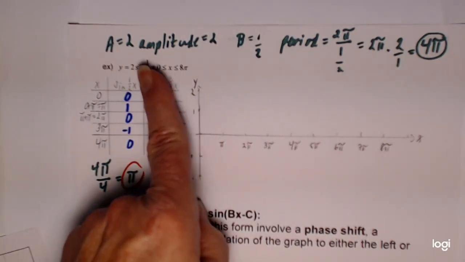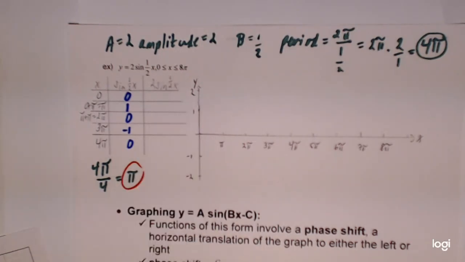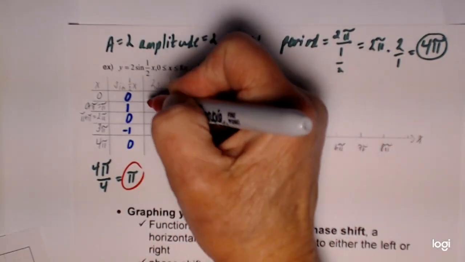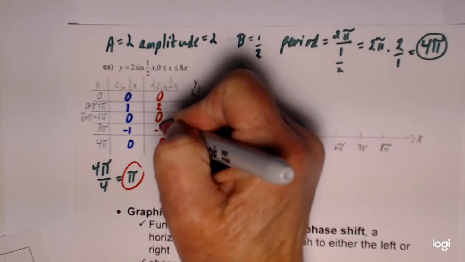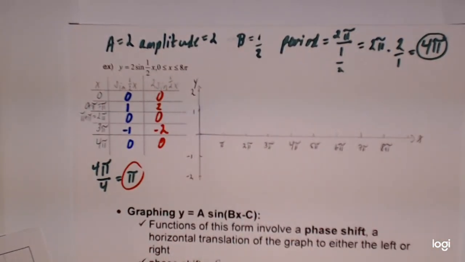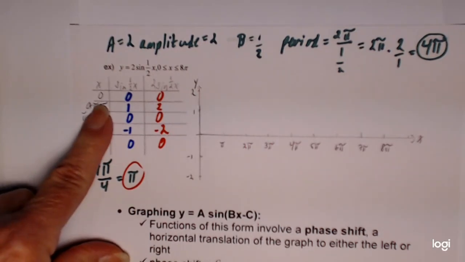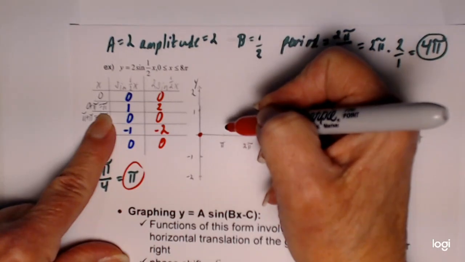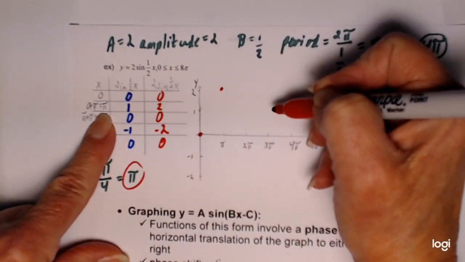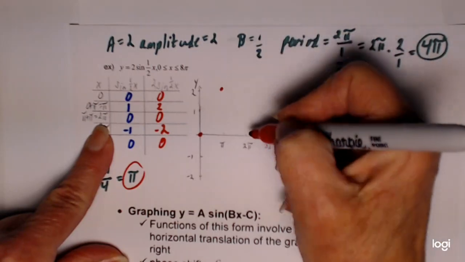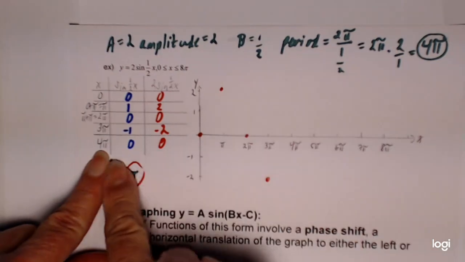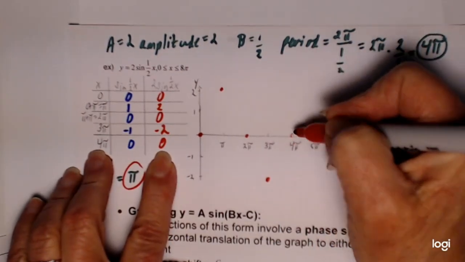So now let's continue completing this because we have this 2 here and we need to multiply each of these values by the 2. So as before, the zeros stay the same. 2 times 1 is 2. 2 times -1 is -2. So let's go ahead and graph these. We have 0, 0. And now at pi, we are at 2. We're up here. At 2 pi, we're at 0. At 3 pi, we are at -2. And at 4 pi, we're at 0.